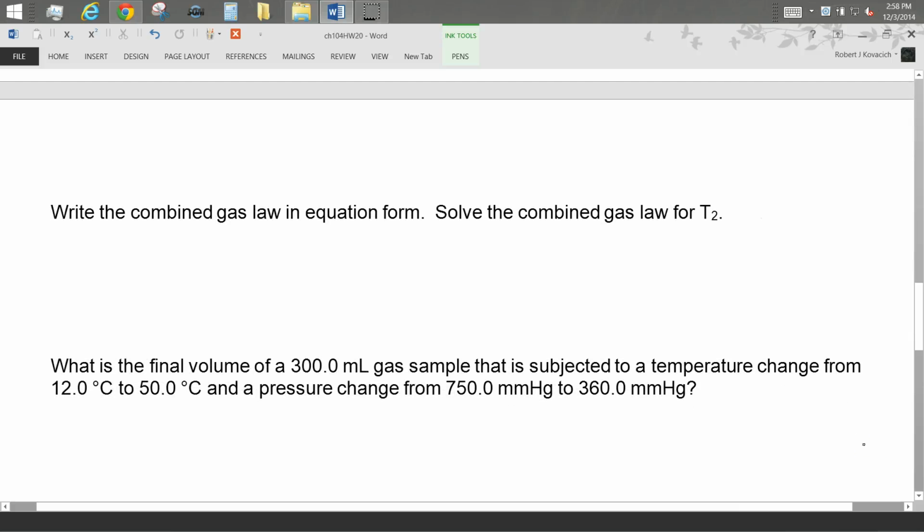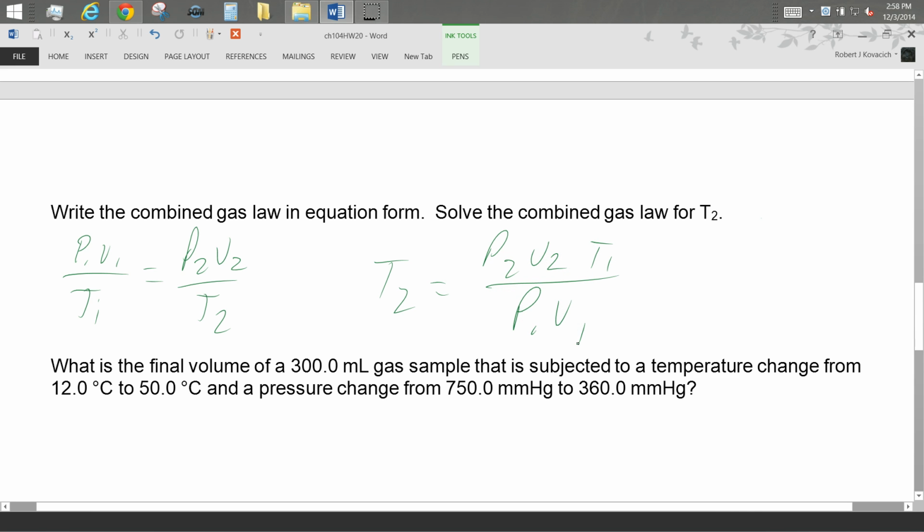We're going to write the combined gas law, then we're going to solve for T2. So it's P1 V1 over T1 equals P2 V2 over T2, and it'll be T2 equals P2 V2 T1 over P1 V1. Everybody's got the algebra down, right? Just flip. I mean, that's all that happened, right?